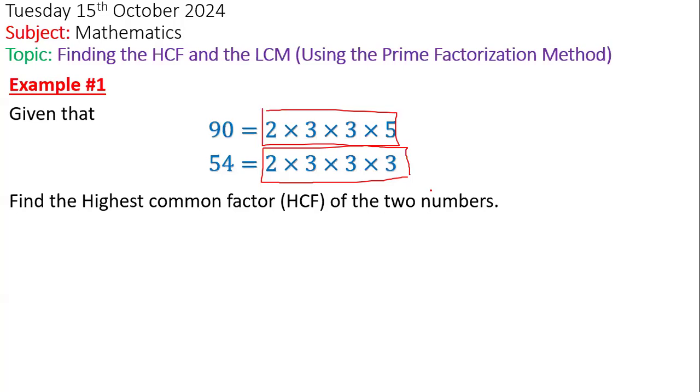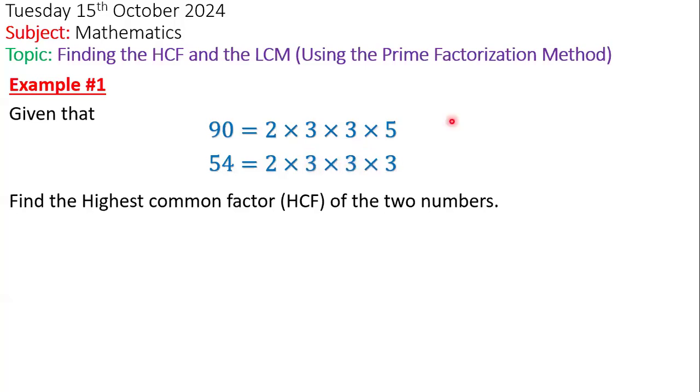Okay. All right, so the prime factorization of 90 is, write this down for me, please. The prime factorization of 90 is what? 2 times 3 times 3 times 5. And the prime factorization of 54 is 2 times 3 times 3 times 3.